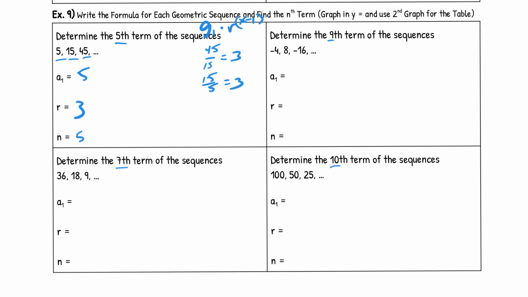So we will have 5 times 3 to the power of 5 minus 1. If we put that in our calculator, we should get 405. If you didn't get 405, keep practicing putting that in the calculator so that you do. Once you're satisfied that you can find 405, go through and try the next three. Make sure you find the 9th, the 7th, and the 10th term, and then come back to the video and double check your work.